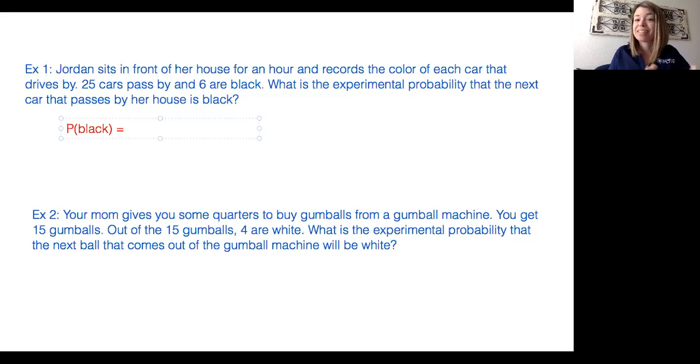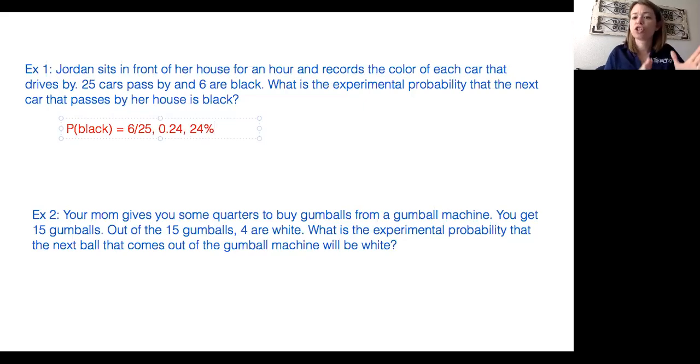So based on the data that Jordan collected, we can say the probability of the next car that's driving by being black would be 6 out of 25. And we can change this to a decimal. So this is going to be 24 hundredths. Or we can also make this a percent, so 24%.